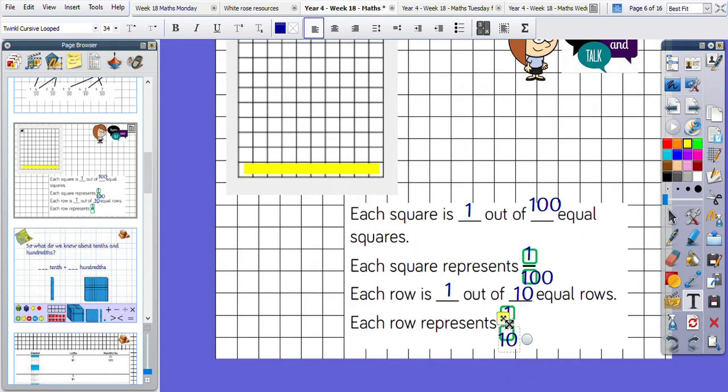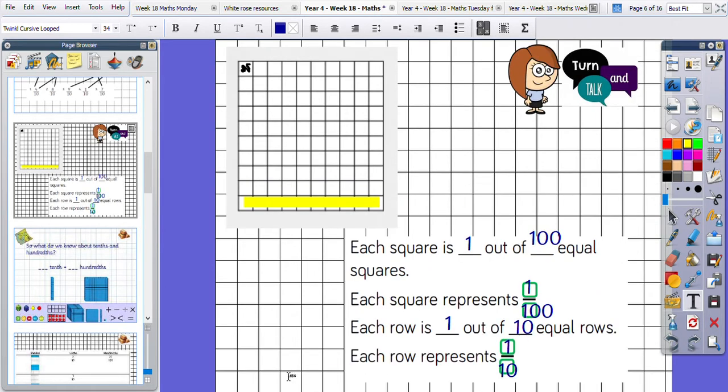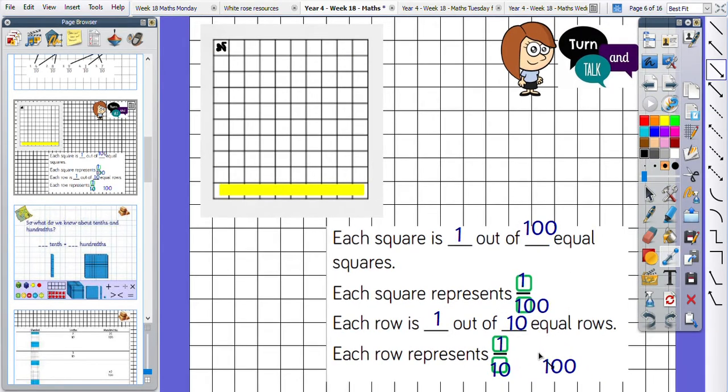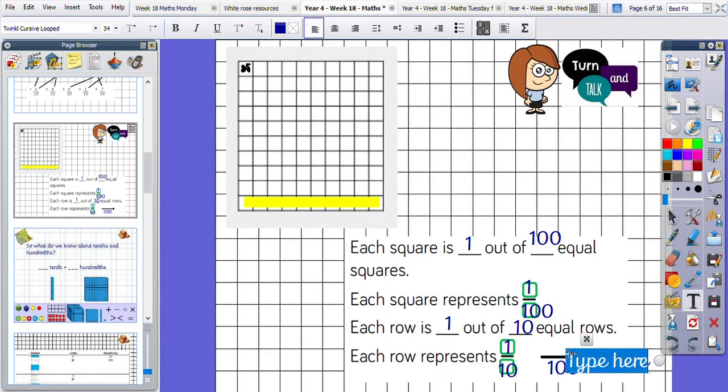Now each row could also represent another fraction, because if your denominator was 100, so you are looking at each small square, then how many squares have I shaded in? 1, 2, 3, 4, 5, 6, 7, 8, 9, 10. So it's also showing 10 100ths. And do you see how these two fractions are equivalent? They are the same. So 1 tenth is equivalent to 10 100ths.